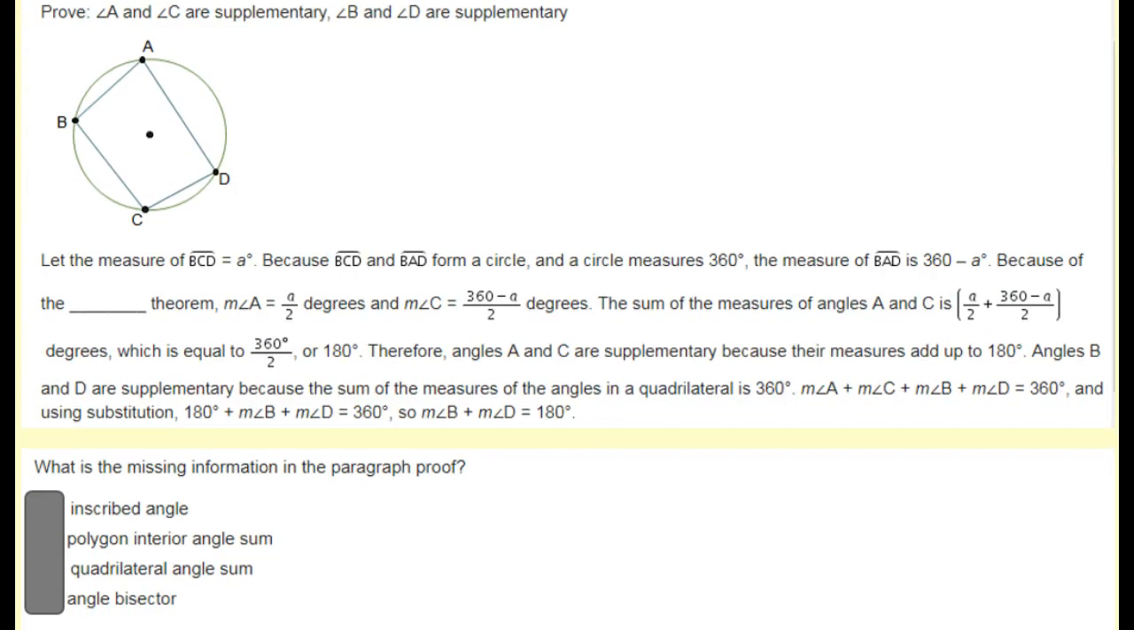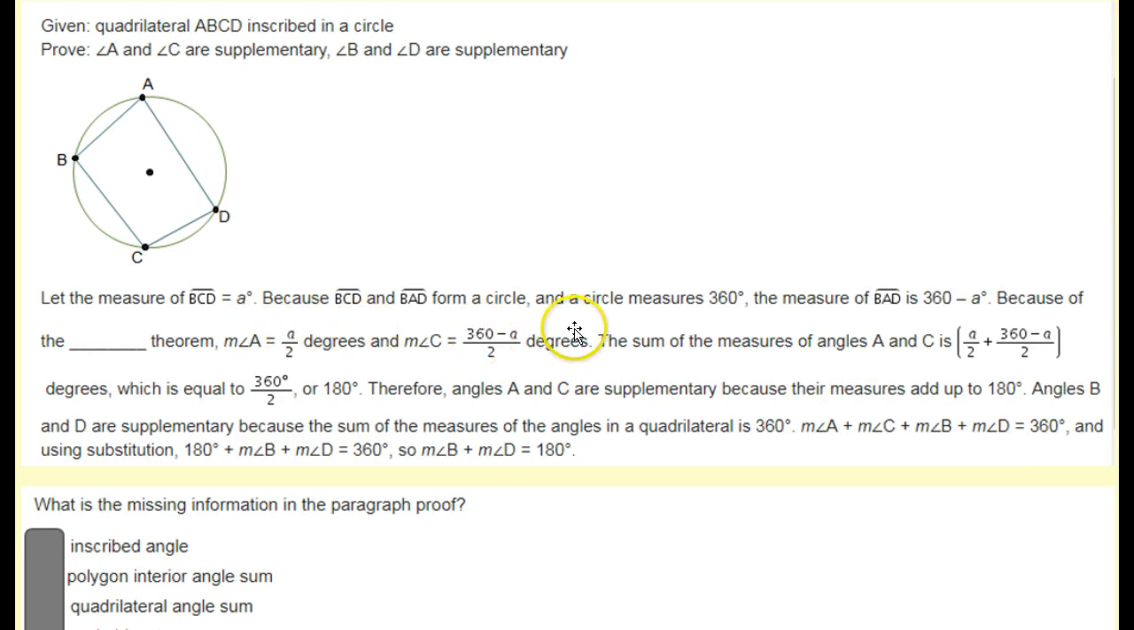All right, last question. We have this paragraph proof here, and there's a blank in it, and we're supposed to say what the missing information is. Well, the blank occurs in this sentence right here, so let's just focus on this. Because of the blank theorem, the measure of angle A is equal to arc A divided by 2. I guess I have to look back. This arc A is BCD. So we're really talking about arc BCD. They're saying because of what theorem, the measure of angle A is this arc divided by 2.